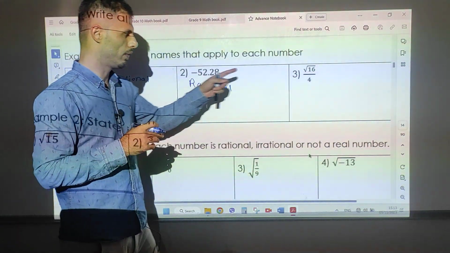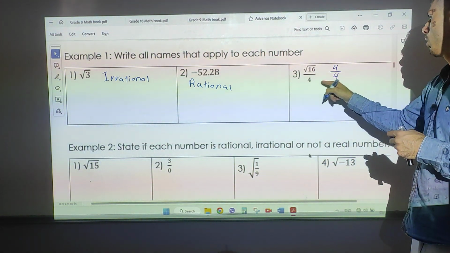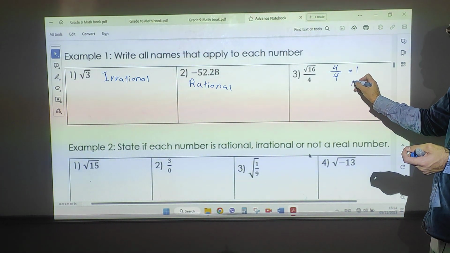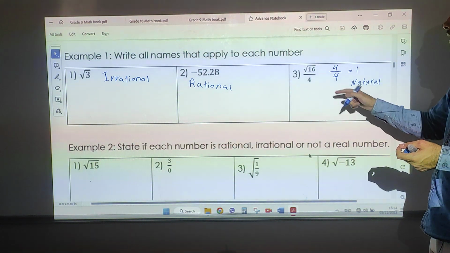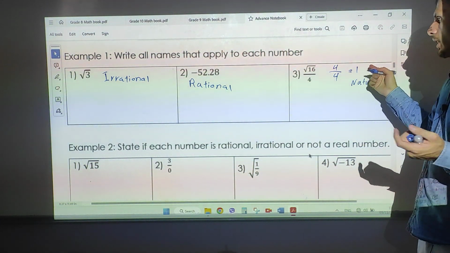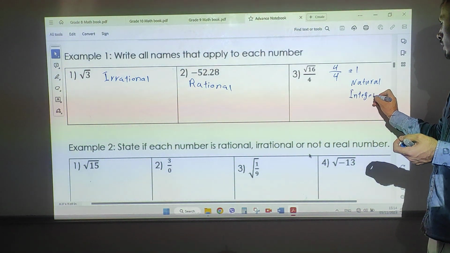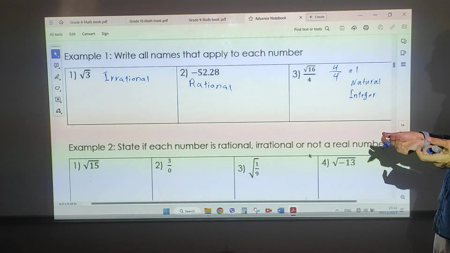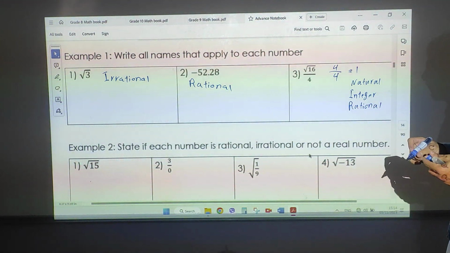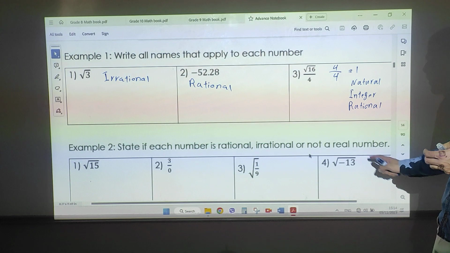The third one, we have the square root of 16 over 4. The square root of 16, we know it is 4, over 4, which would be 1. In this case, 1 is a natural number, yes. It asks you for each name that applies to these numbers. Natural, and it is also an integer, positive 1. When it's natural or integer, directly we can say this is rational. This is done.